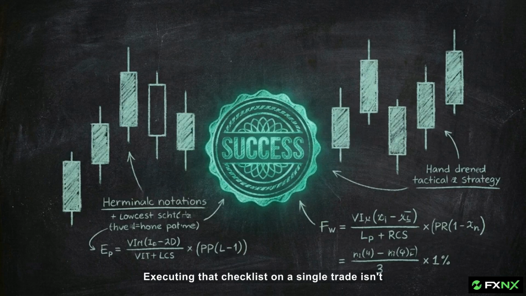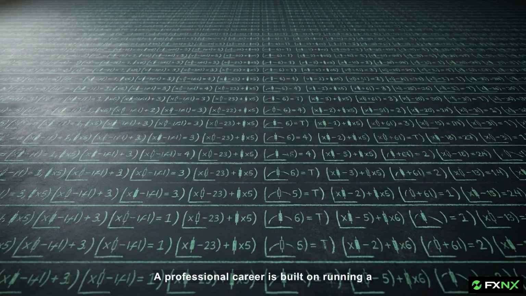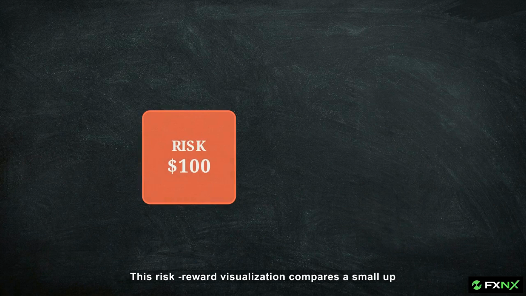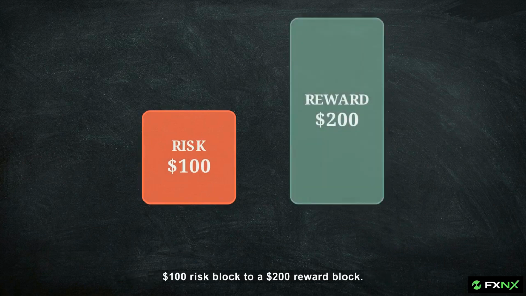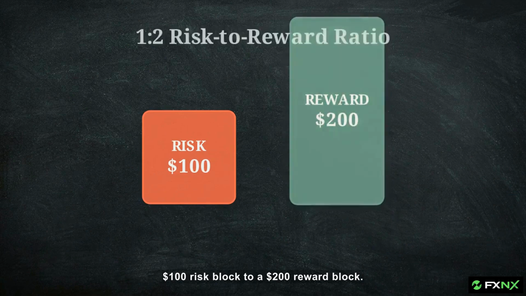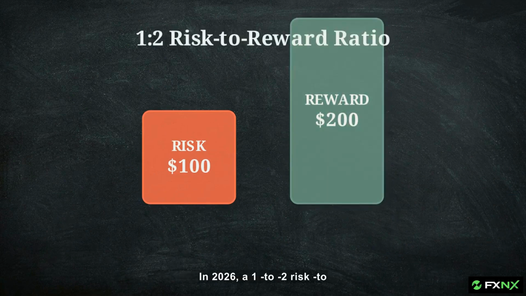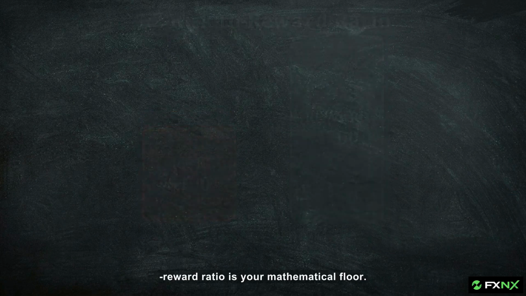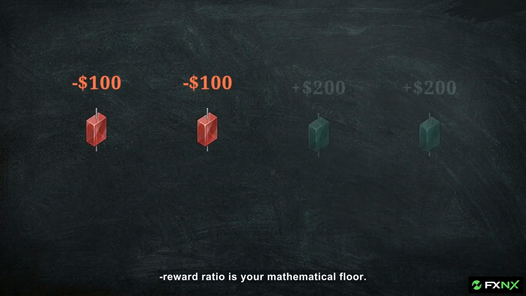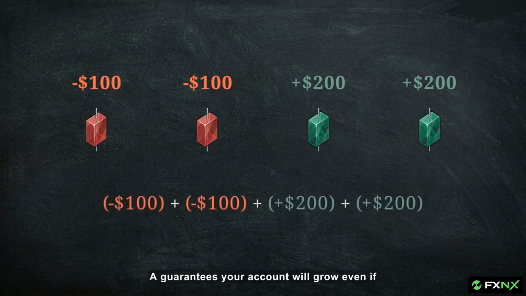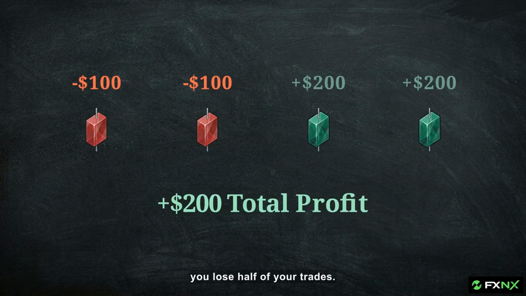Executing that checklist on a single trade isn't enough. A professional career is built on running a statistical edge consistently over thousands of repetitions. This risk-reward visualization compares a small $100 risk block to a $200 reward block. In 2026, a 1-to-2 risk-to-reward ratio is your mathematical floor. It guarantees your account will grow even if you lose half of your trades.